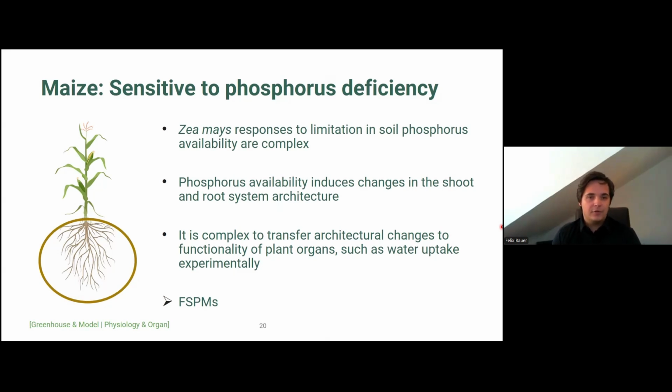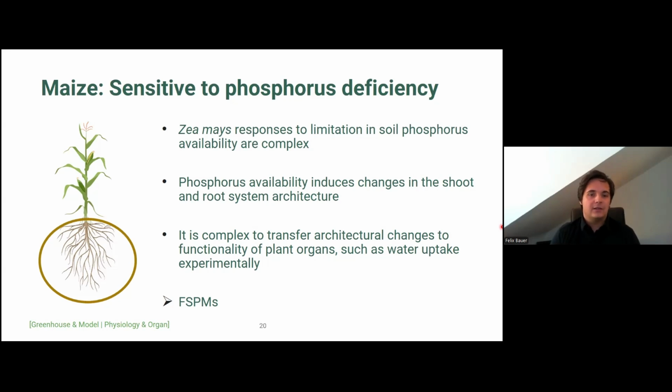So the solution for this problem was to use a combination of experimental data and modeling, so getting the structural data from experimental greenhouse trials, and parameterizing a functional structural plant model for the whole plant, and then seeing, and this is the first main objective of this certain study, which structural parameters of maize organs show the strongest response to soil phosphorus availability. So we basically wanted to find the driving forces behind the changes.